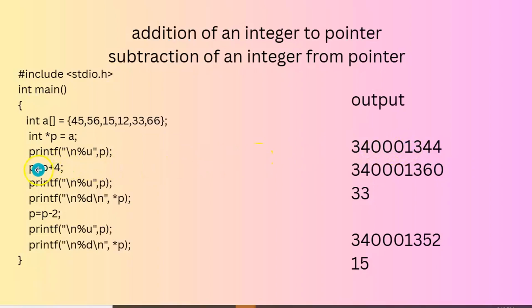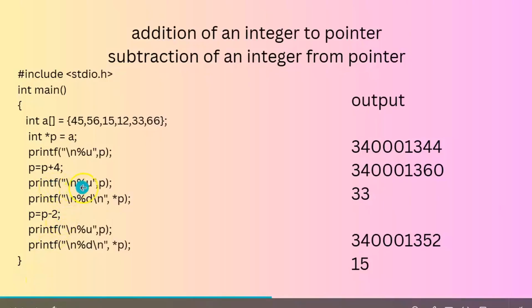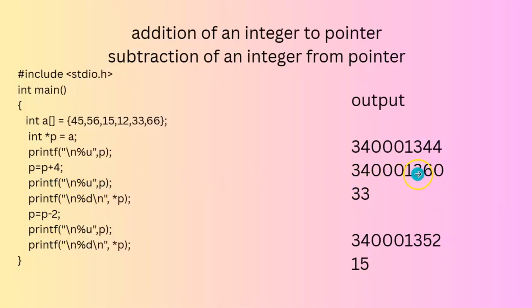Now I am giving p is equal to p plus 4. When you add an integer to a pointer, it is not just adding the value 4, it is adding 4 multiplied by the size of the data type it points to. Now p is pointing to integer data type. So what is the size of the integer? We already saw 4. So 4 into 4, 16. So 16 will be added to this address. So the new address for p will be this value after adding 16. When you print the address p, the value is increased by 16 here.